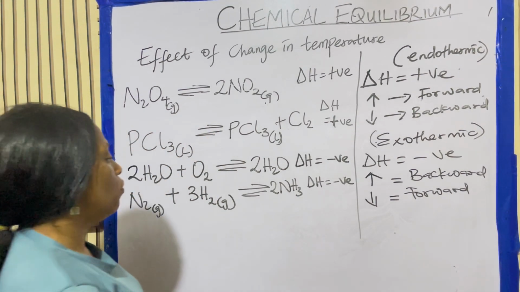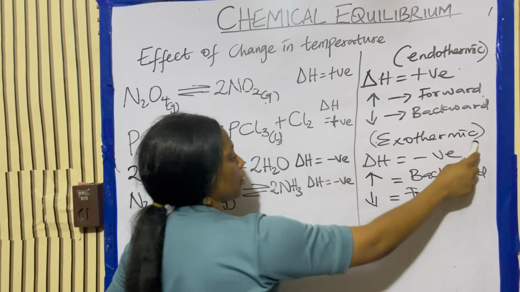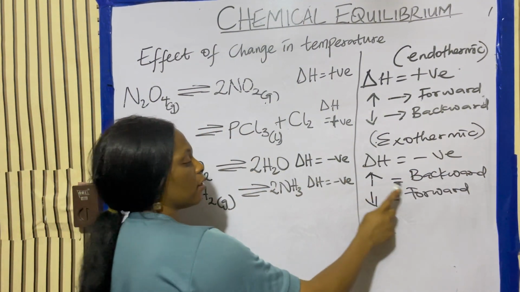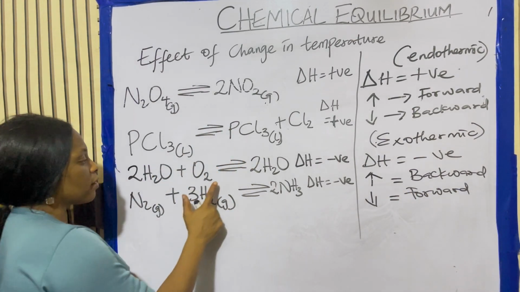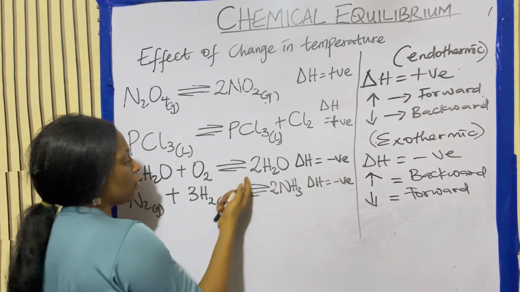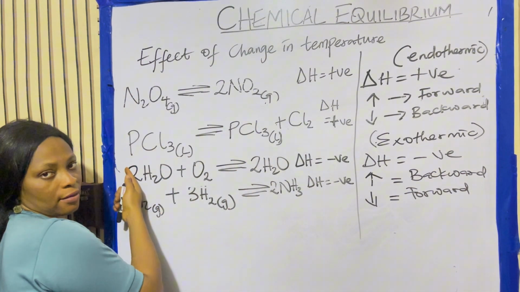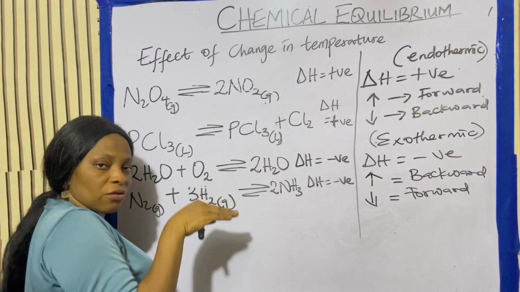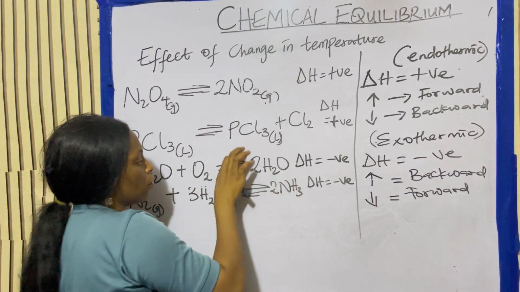Number 3, look at this. This is negative. Now what happens to exothermic? Increasing the temperature of an exothermic reaction favors the backward reaction. So if you increase the temperature of this system, it is going to favor the backward reaction. There will be more production of the reactants. But when you decrease the temperature, it will lead to the formation of the products.